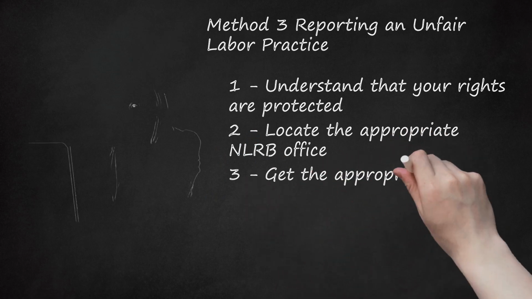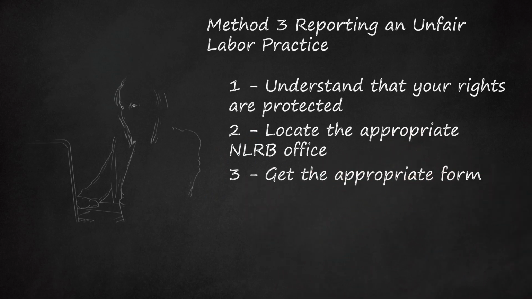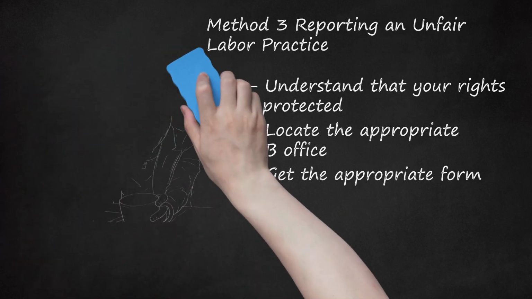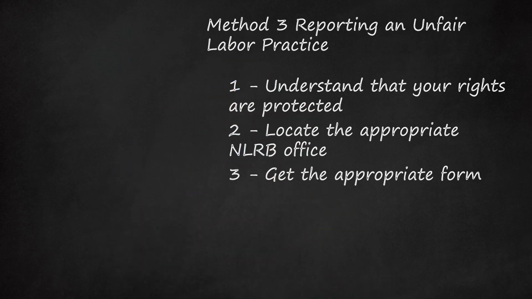3. Get the appropriate form. The appropriate NLRB form will depend on whether you are filing a complaint against your employer or against your union. If filing a complaint against your employer, you will need Form NLRB 501, available here. If you are filing a complaint against your union, you will need Form NLRB 508, which is available here. If you are a federal employee, you will need either FLRA Form 22, Charge Against an Agency, or FLRA Form 23, Charge Against a Labor Organization.